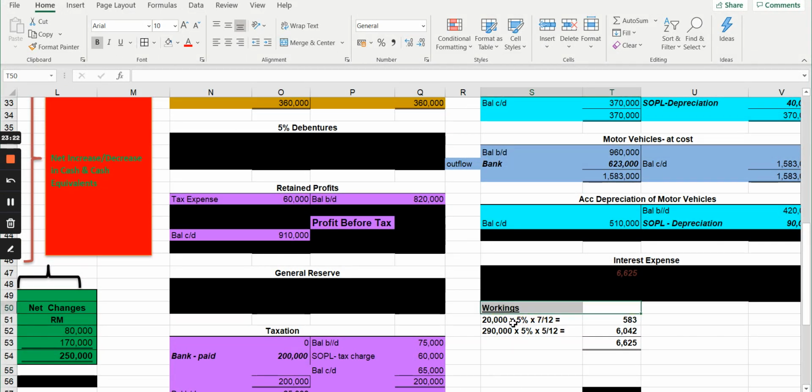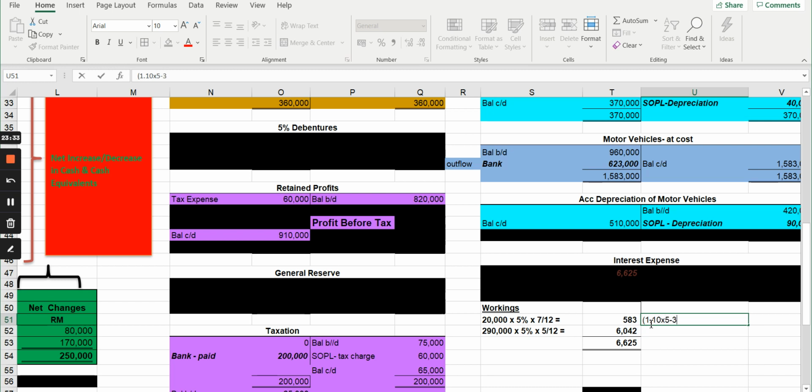You can see that what I did is for the first 7 months, which is from 1st of October X5 until 30th of April X6. That was for 7 months, right? So that one should be multiplied by 5%, multiplied by 20,000, which is the balance brought down. So you take the balance BD, which is the balance brought down in your debenture account.